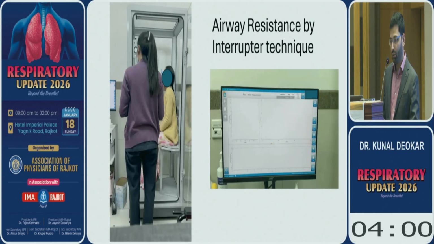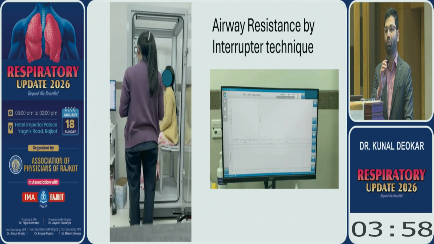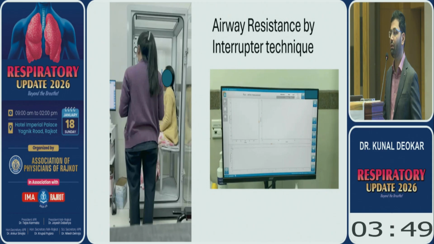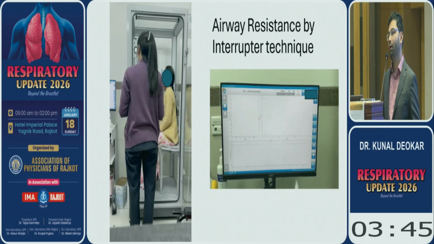So during body plethysmography, the patient has to pant. Many patients are not able to do that. During spirometry, forceful effort is required. Many patients are not able to do that. So what we have is airway resistance by interrupter technique. What the patient has to do? Only he has to do tidal breathing.